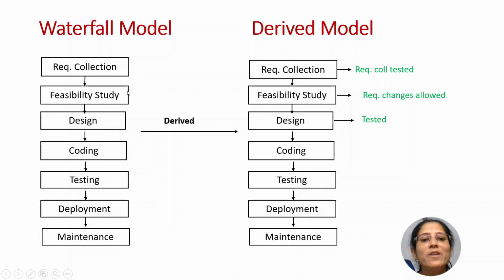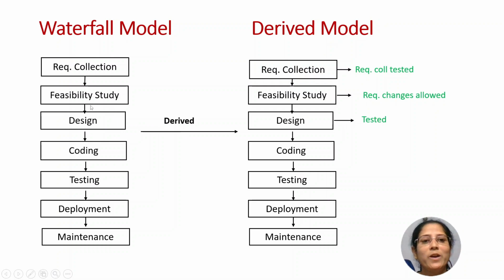So in the waterfall model, requirement changes are not allowed. But coming to the derived model, if in the feasibility study phase the customer needs any kind of change in the requirement, then requirement changes are allowed. In the waterfall model, the design phase is not tested, whereas in the derived model, the design phase is tested.